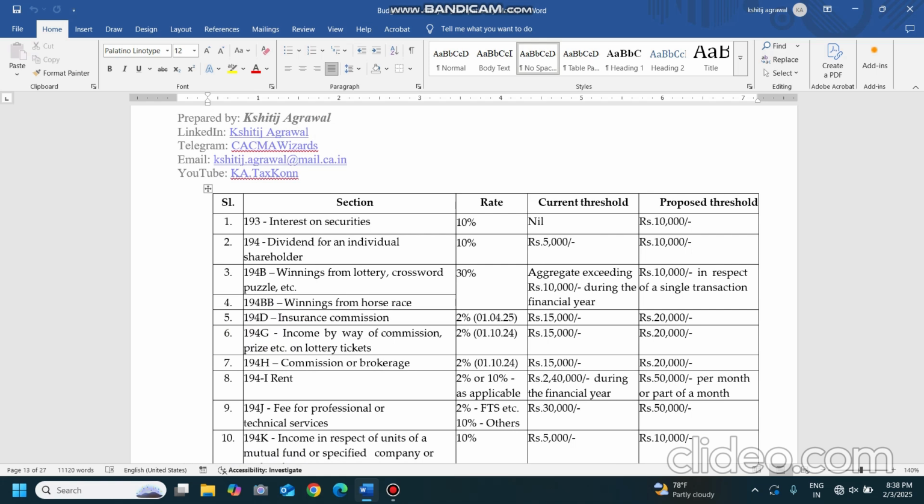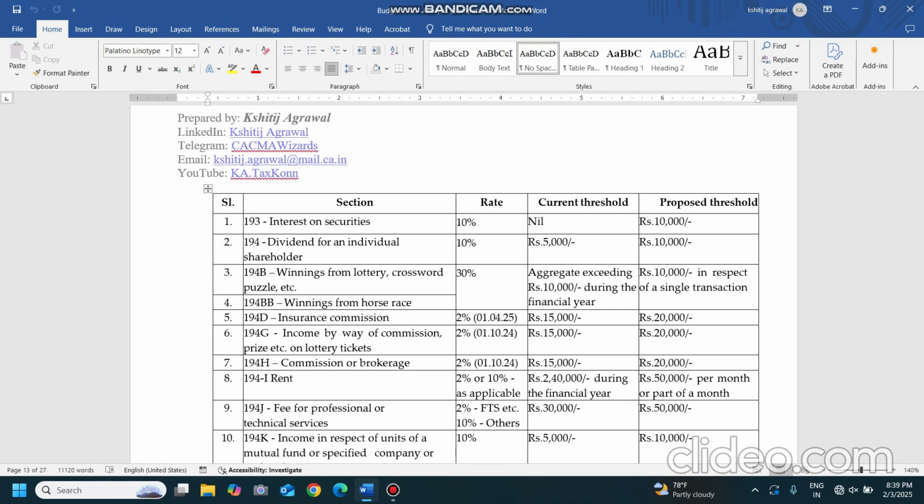Section 193, interest on securities. Currently, there was no threshold on interest on securities except for some government securities, and the tax rate was 10%. They have proposed that if any interest on security is earned, then 10,000 should be the limit now. If it is earned more than 10,000, then TDS should be liable on it, otherwise TDS should not be liable on it. So they have increased the threshold limits for a few sections.